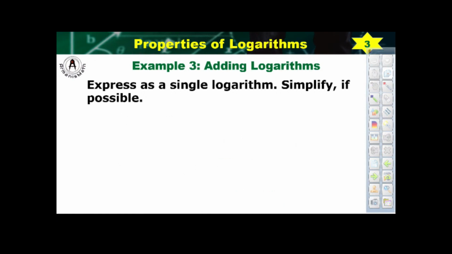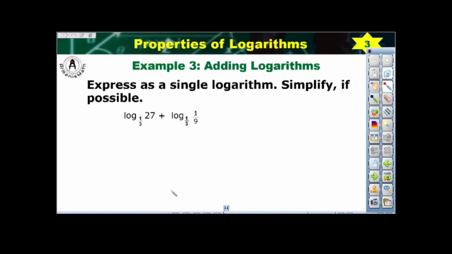Okay, let's see another one here. This one says log base 1/3. Can we have fractions as base? Of course, why not? Log base 1/3 of 27 plus log base 1/3 of 9. So basically I am going to multiply. This one is probably easier to multiply. So I'm going to say this is a log base of 1/3.